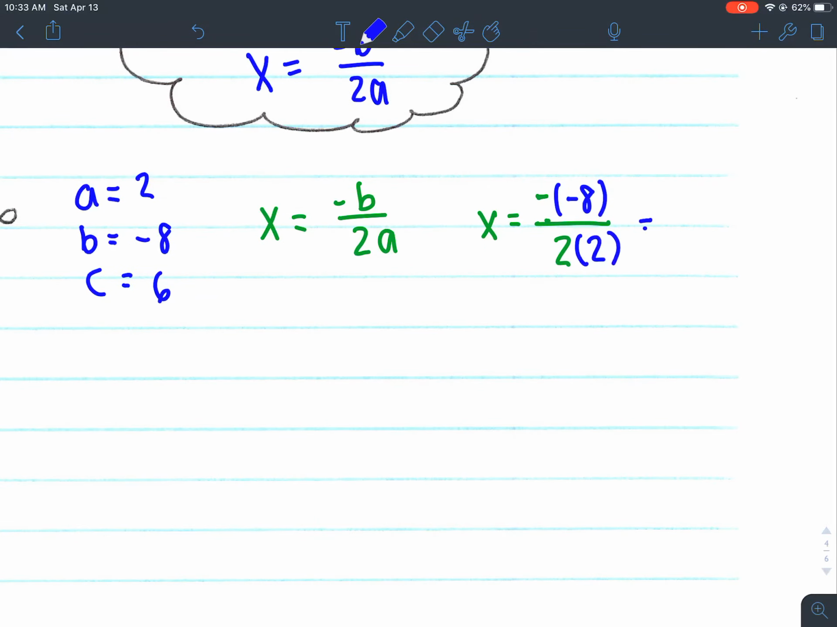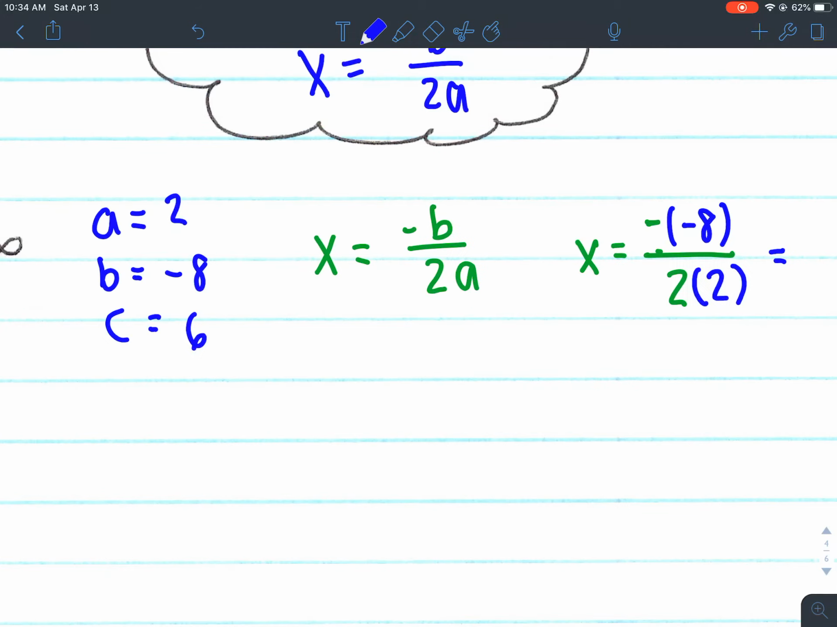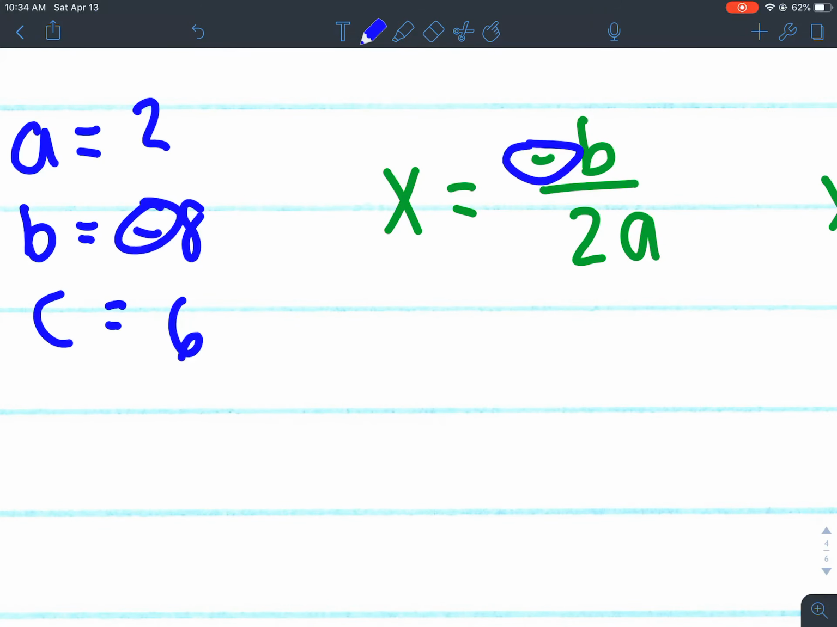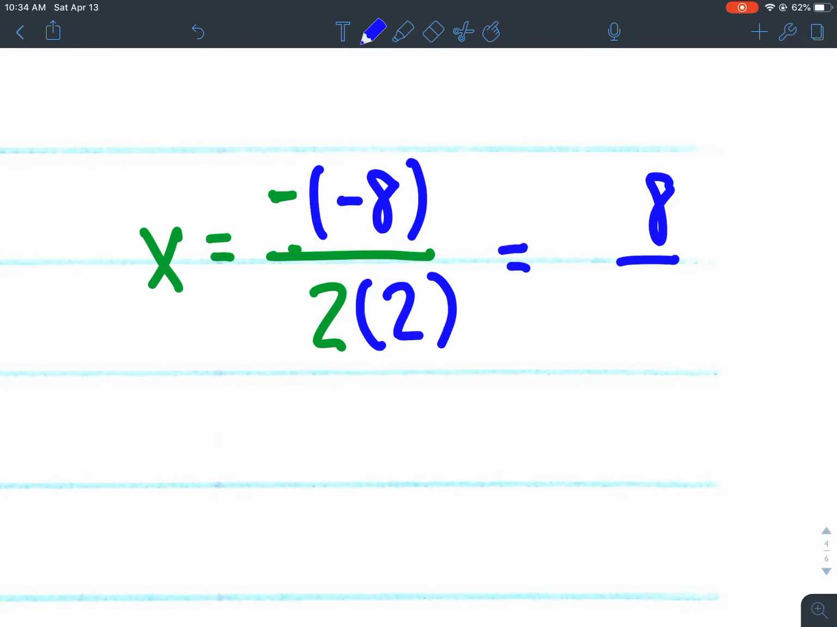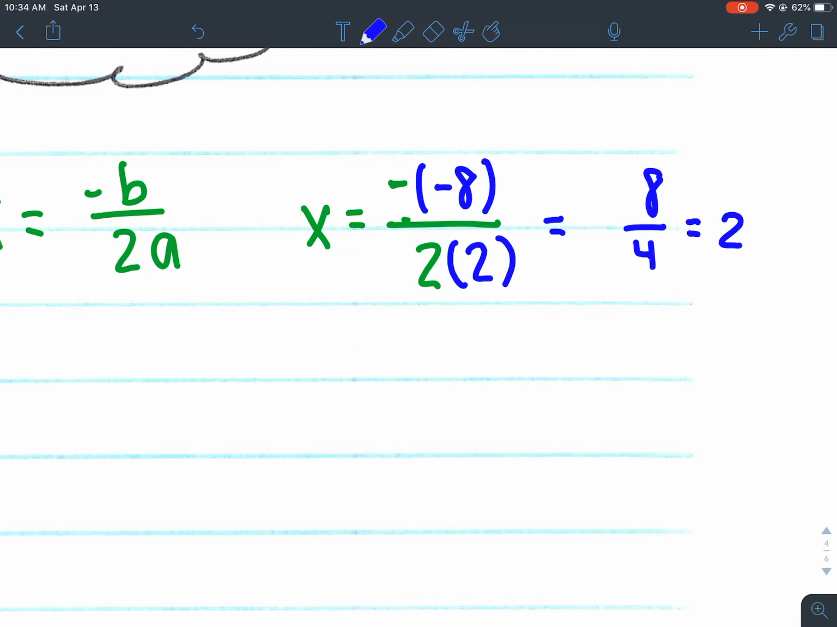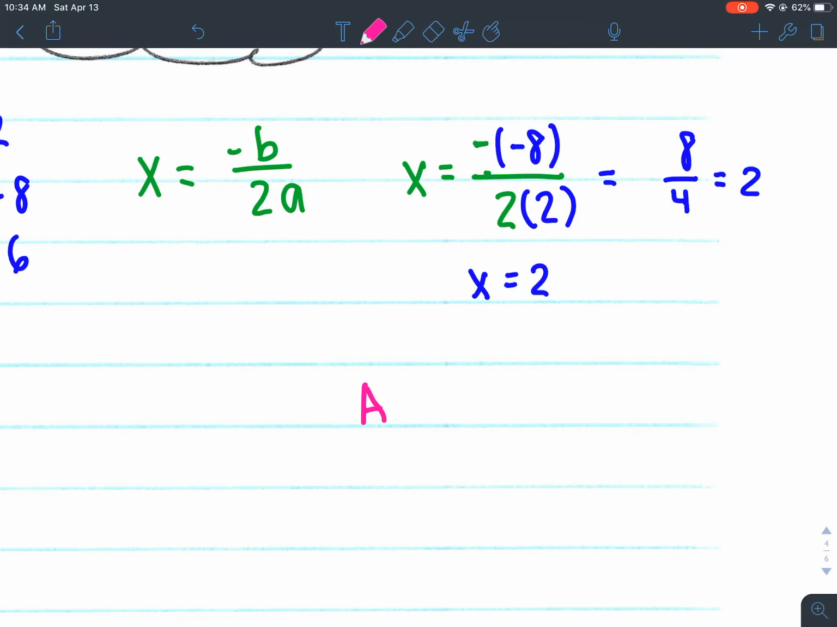Now, if you can do the top part, the double negative, if you want to just put +8, that's okay. I just wanted to do it in 2 steps. So, -1 times -8 is +8, right? You have a negative here and a negative here, so they cancel each other out. And that's going to be divided by 4, because 2 times 2 is 4, so that simplifies to 2. So, our x equals 2. Now, what did we just find? What was that formula for? The axis of symmetry. So we know that the axis of symmetry is going to be x equals 2.